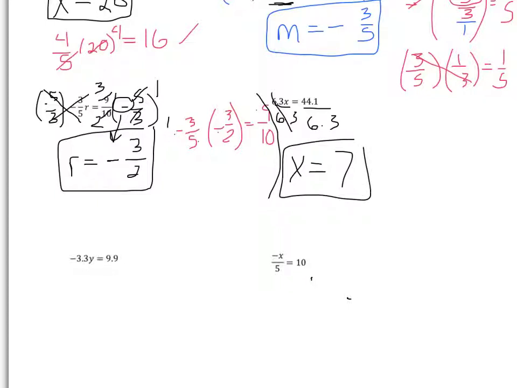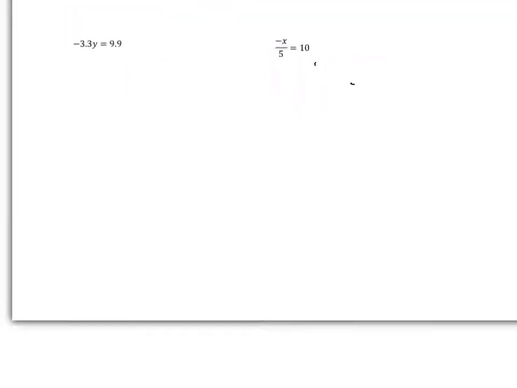Check this by plugging back in. 6.3 times 7 equals 44.1. Seems like a problem for the calculator. Plug this in, and you'll notice you do get 44.1. So it checks out.